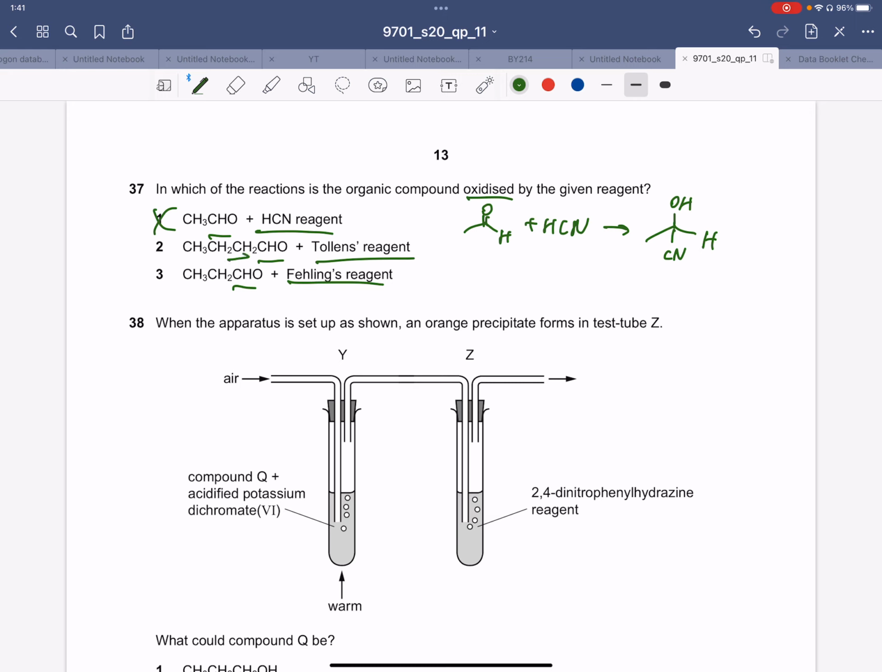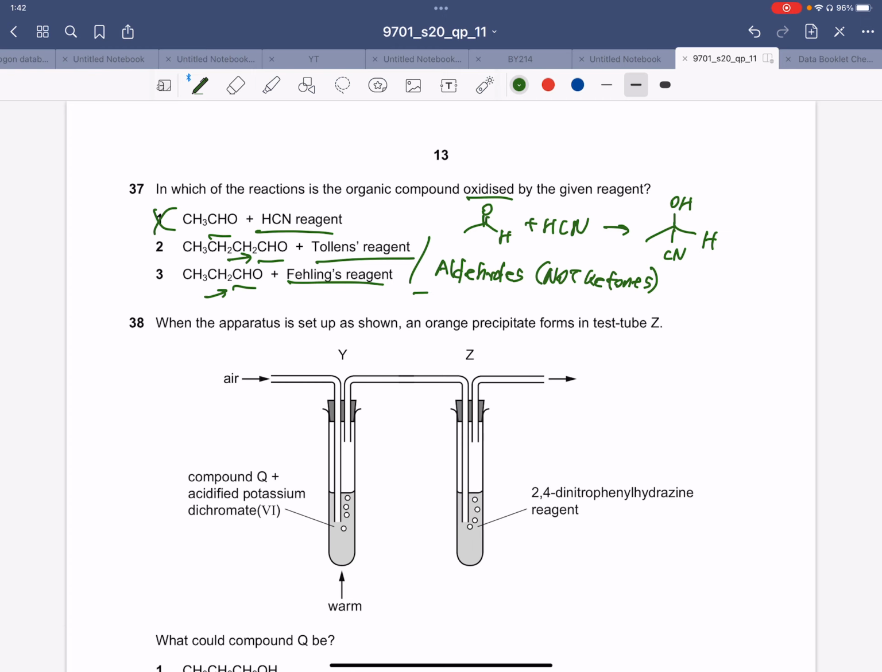Meanwhile, since both of these are aldehydes, I'm not even going to draw them out. I'm just going to tell you what they do. Tollens reagent, if you don't remember, is a test, just like Fehling's reagent. These are both tests for aldehydes and not ketones. And both of these will give positive tests for aldehydes.